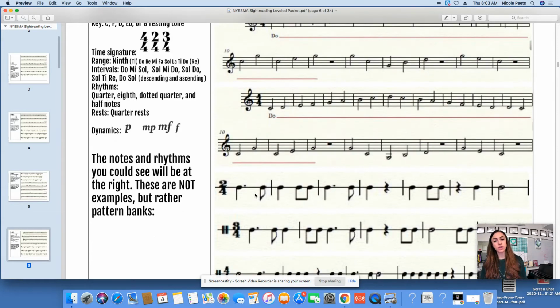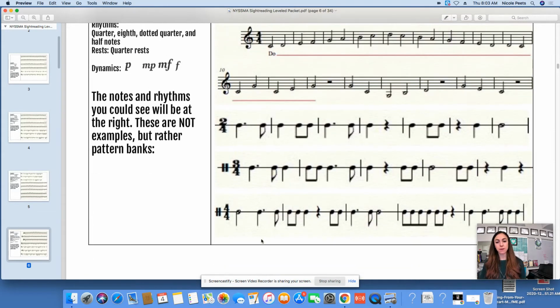Rhythmically, there's nothing too tricky in here except for the dotted quarter followed by an eighth. Remember when you read this that it feels like you bounce off of the second beat. For example, if I read this 4/4 example, it sounds like this. Do, do, day, do, day, do, do, day.